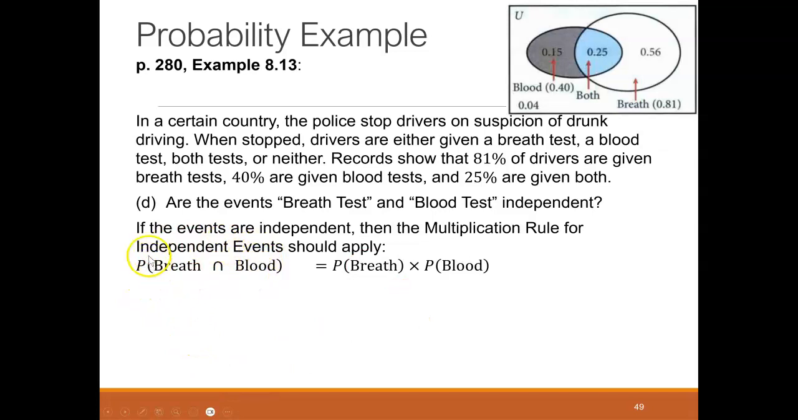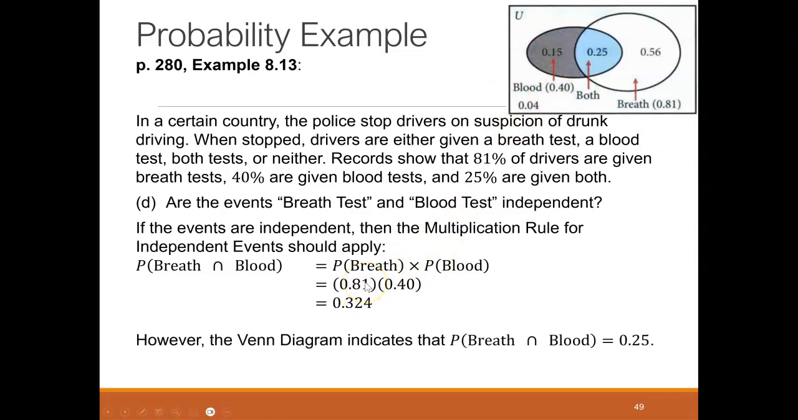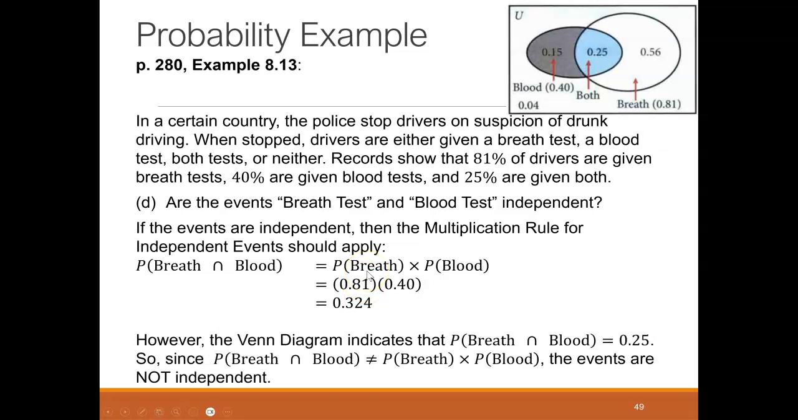Now we know what this is. What is the probability of breath and blood? It's on your Venn diagram. 0.25. The probability for breath is 0.81, and the probability for blood is 0.4. It's not blood only and breath only, it's all of it, right? And what do we get? Not 0.25. What do we conclude? Not independent. Everybody feel okay on how we did that?